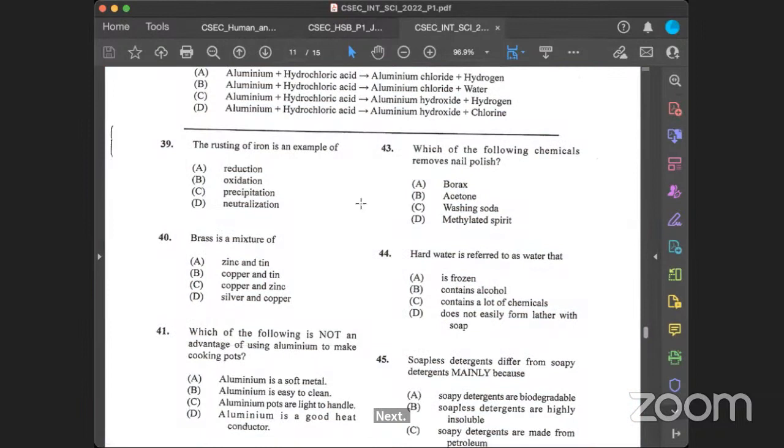Brass is a mixture of what? I told you to check these things up. This was a question I told you to know: what brass is made of, what stainless steel is made of, and something else. What's brass made of? Copper and zinc. That's correct.